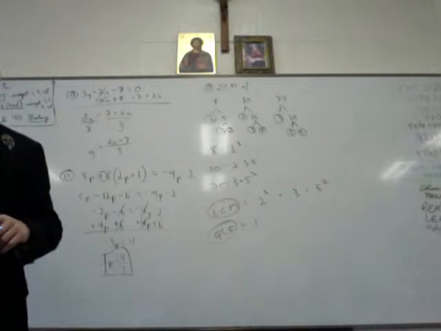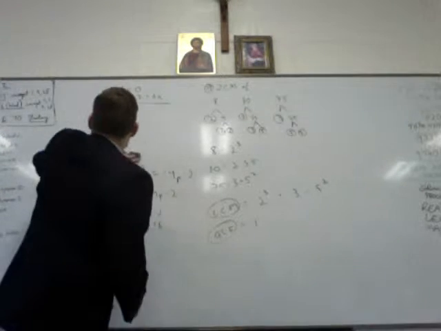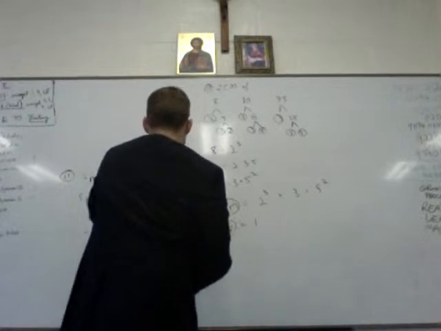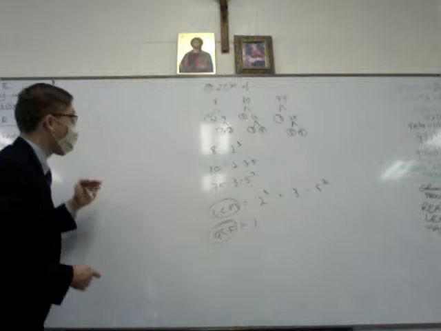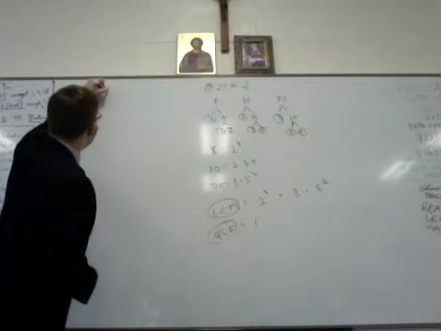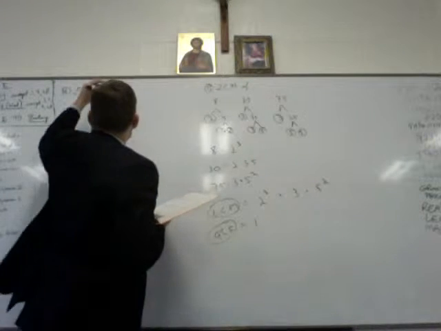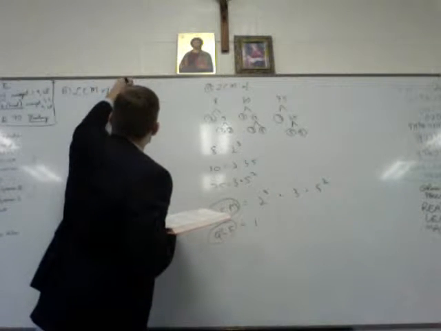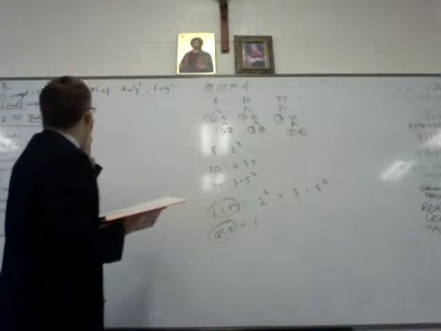We also do 16. It's similar, but it's with variables. So 16 here, we're looking for the least common multiple again. The least common multiple of 4w squared y cubed and 6w y squared.